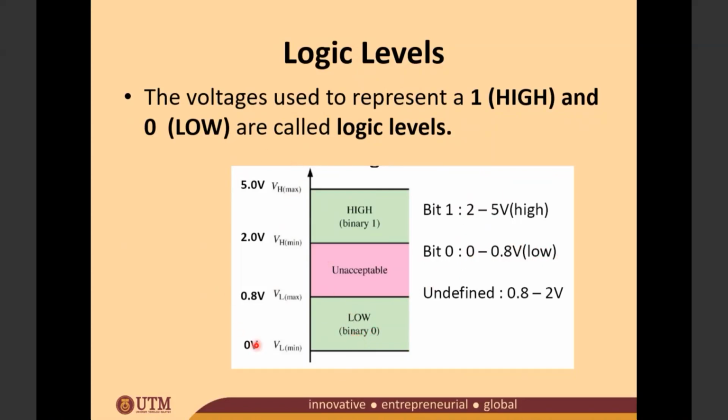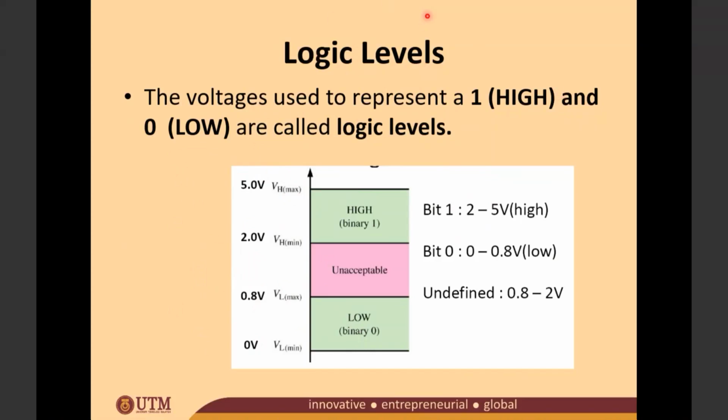Okay, this one is for the maximum value of 5 volt. Sometimes your circuit can go up to 12 volt, 20 volt. So later you need to determine the logic level: what is the voltage to represent logic 1 and what is the voltage to represent logic 0. So that is what we call logic levels.